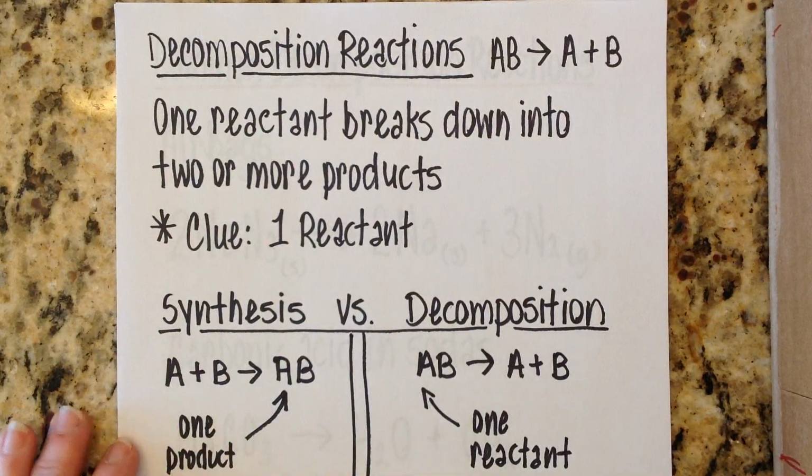So a decomposition reaction is basically where you have one reactant, and remember, reactants are on the left-hand side of the equation, and that one reactant breaks down into 2 or more substances. Here you see 2, it could be 3, it could be 4, usually it's 2 or 3 for beginning chemistry. So your big clue is you only have one reactant. You're only going to have one thing on the left side of the arrow.